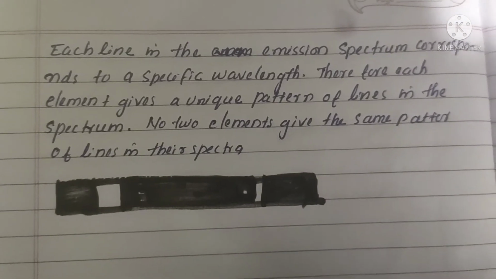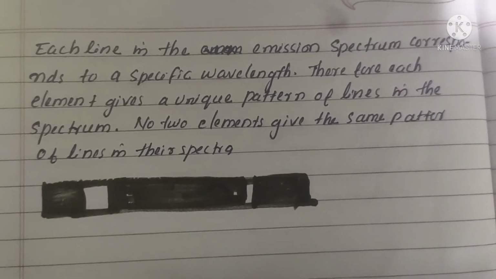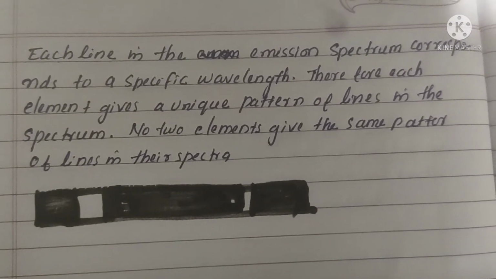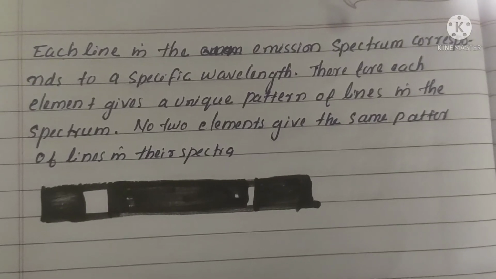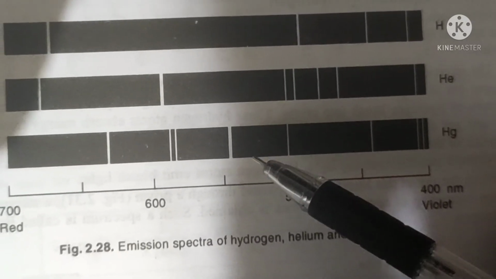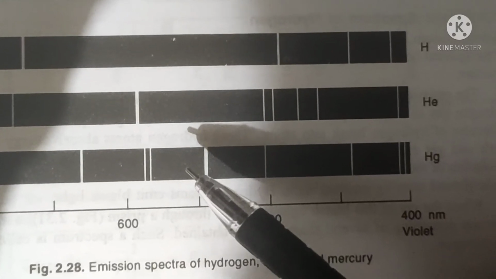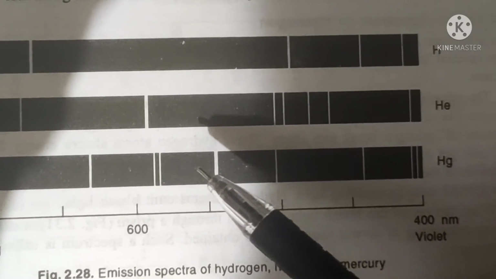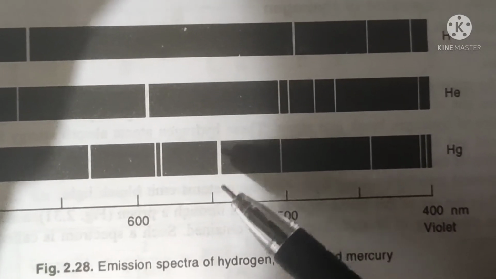Therefore, each element gives a unique pattern of lines in the spectrum. No two elements give the same pattern of lines in their spectra. For example, the emission spectra of hydrogen, helium and mercury are shown in this figure. When you observe this picture, you can understand that each element gives its own characteristic pattern of lines in the spectrum.